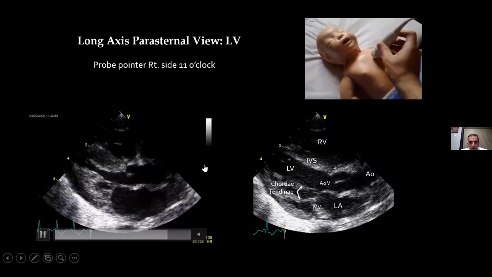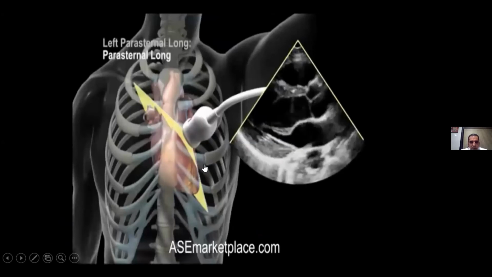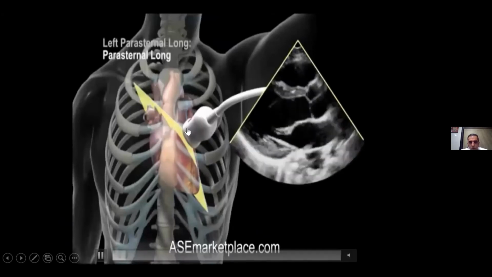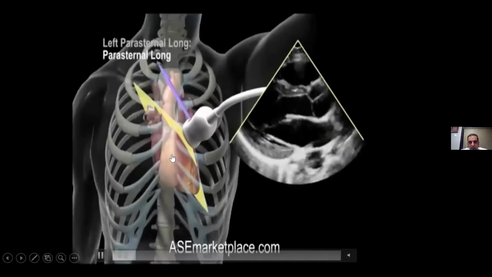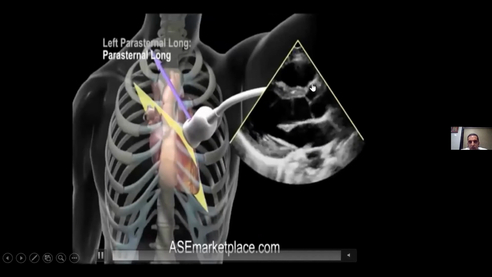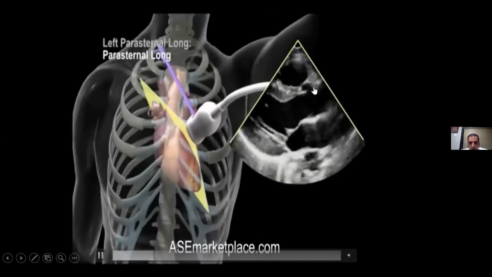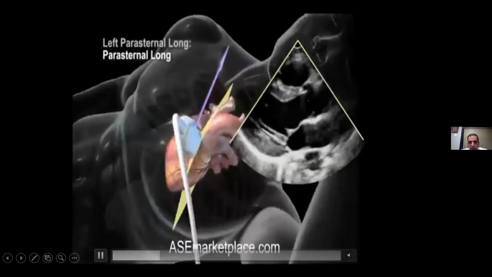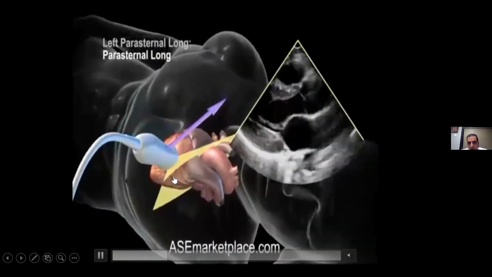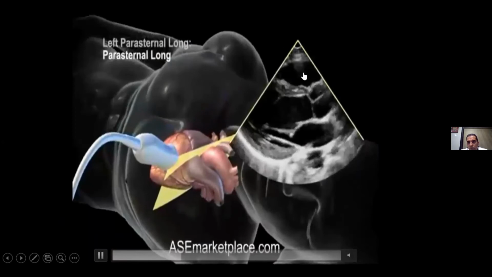So your heart is being cut. You can see it in the chest. So this is how you have kept the probe. The heart is lying in the chest like this. And this is your standard view, that is the parasternal long axis view, which is standard. This is how it is cutting the heart within your chest and how this will look like.